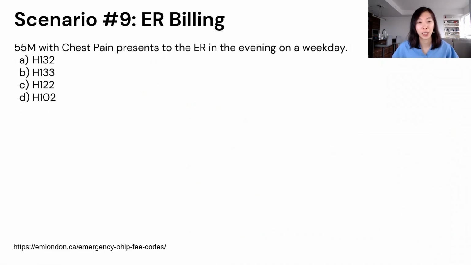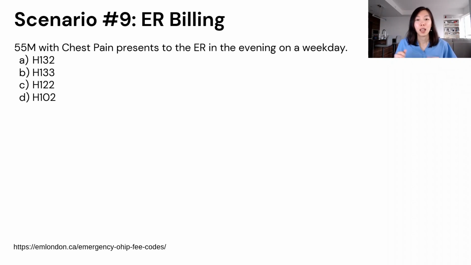All right, scenario number 9, emergency billing. So it's a 55-year-old male with chest pain, and they present to the emerge in the evening on a weekday. What do you bill? One thing to note about emerge billings is that the folks I've met who work in the emerge don't really use the SGFB document. They use the EM London website, which has better organization of the emergency billing codes.